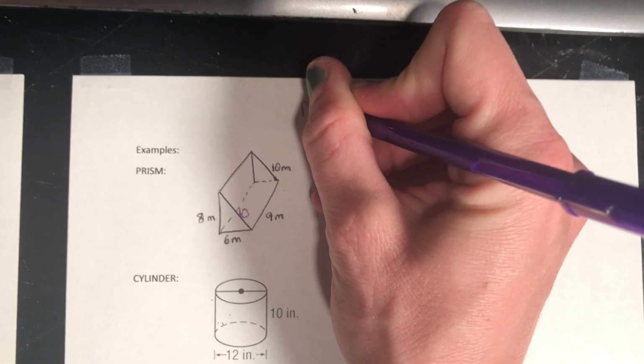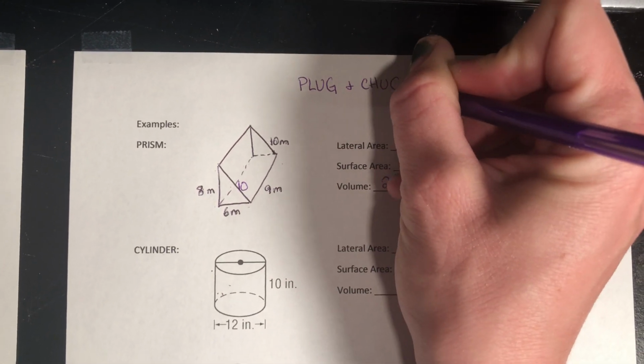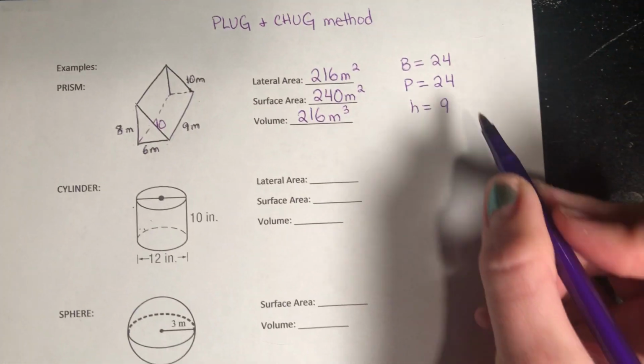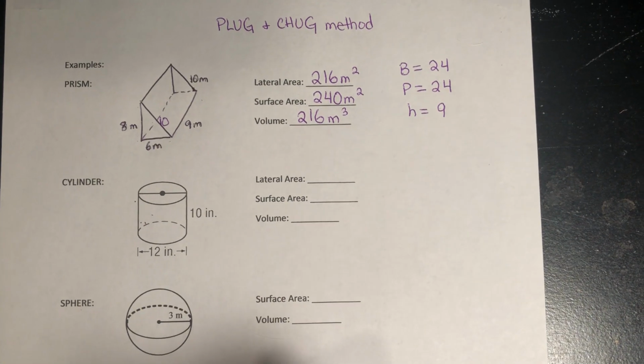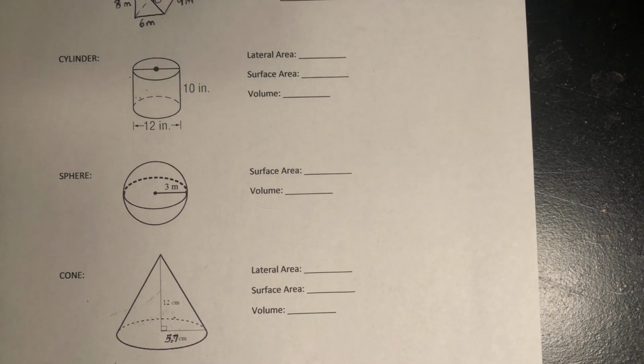Again, I'm finding all of these by the plug and chug method, as I call it. Plug and chug method just means plugging in all of the numbers that we find here into the formulas that we have over here. Let's move on to the cylinder.